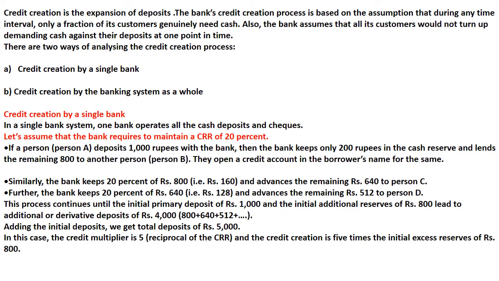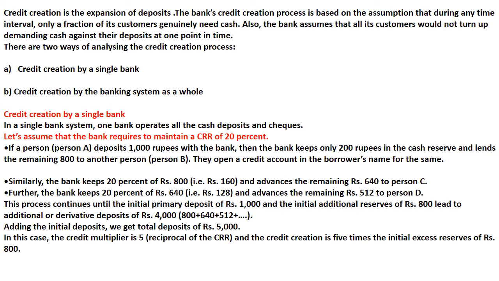Then there are two ways of analyzing the credit creation process. First is credit creation by a single bank, and second is credit creation by a banking system as a whole. First we are going to discuss credit creation by a single bank, where one bank operates all the cash deposits and checks. Let's assume that the bank is required to maintain a CRR of 20%. For example, on 1 lakh rupees they have to keep 20% as the cash reserve ratio, right?